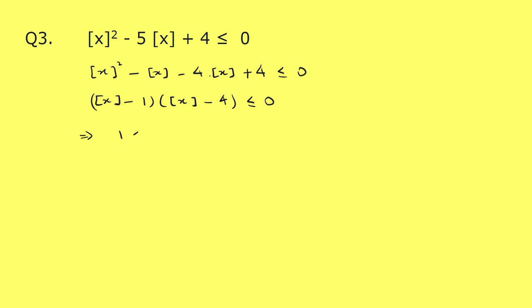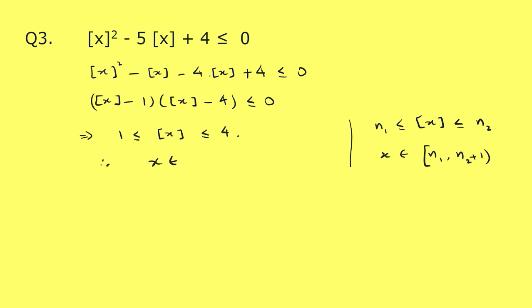Now using the wavy curve method, we have got a video on this channel. So if you need, you can just watch it and be updated. Anyway, the answer is going to be 1 less than or equal to greatest integer x less than or equal to 4. And this will get you the answer quickly using this result which I am writing now. If N1 is less than or equal to greatest integer x is less than or equal to N2, then x belongs to N1 closed to N2 plus 1 open interval. So here the answer accordingly is going to be x belonging to 1 closed to 5 open.